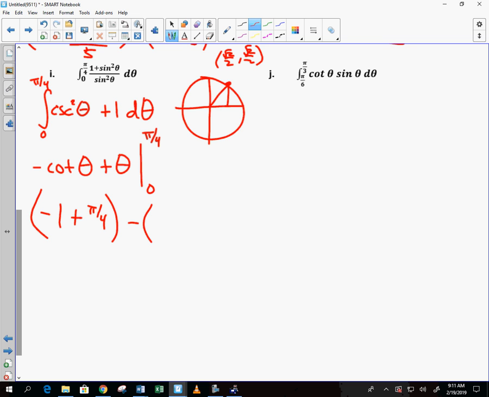minus cotangent of 0. Again, I'm going to go to my terminal point right here. That has a location of 1, 0. Cotangent, is it y divided by x or x divided by y? X divided by y. What happens when you do x divided by y? It is undefined.